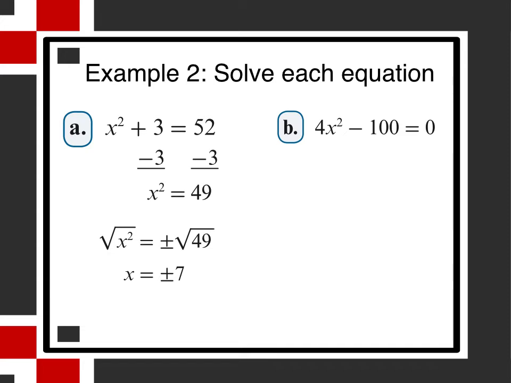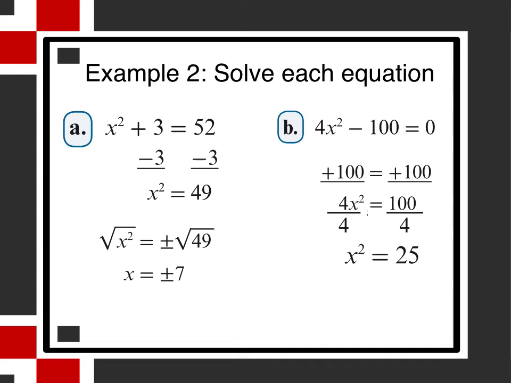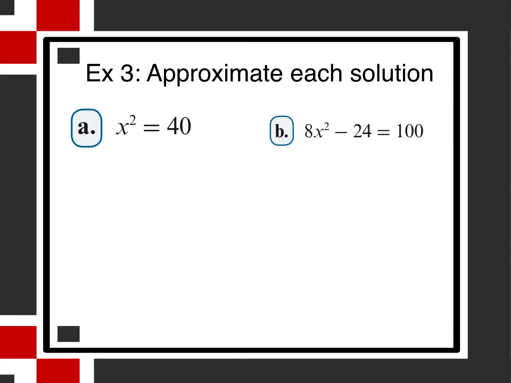Example B, we'll add 100 to both sides and we will divide by 4 and we get x squared equals 25. When we take the square root of both sides, we get x equals plus or minus 5. So this is convenient when the number inside the radical is a perfect square. But in these examples, when we take the square root of 40, that is not a perfect square.